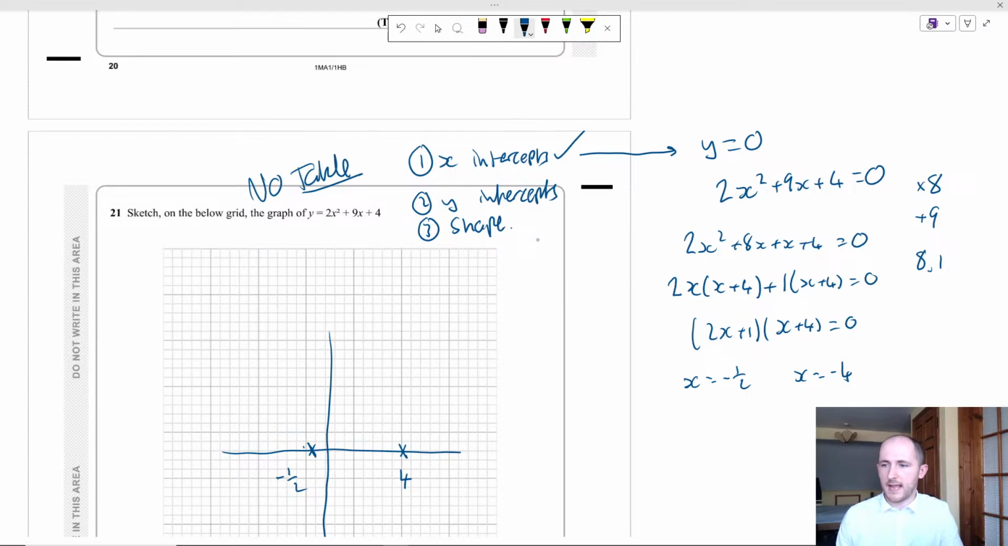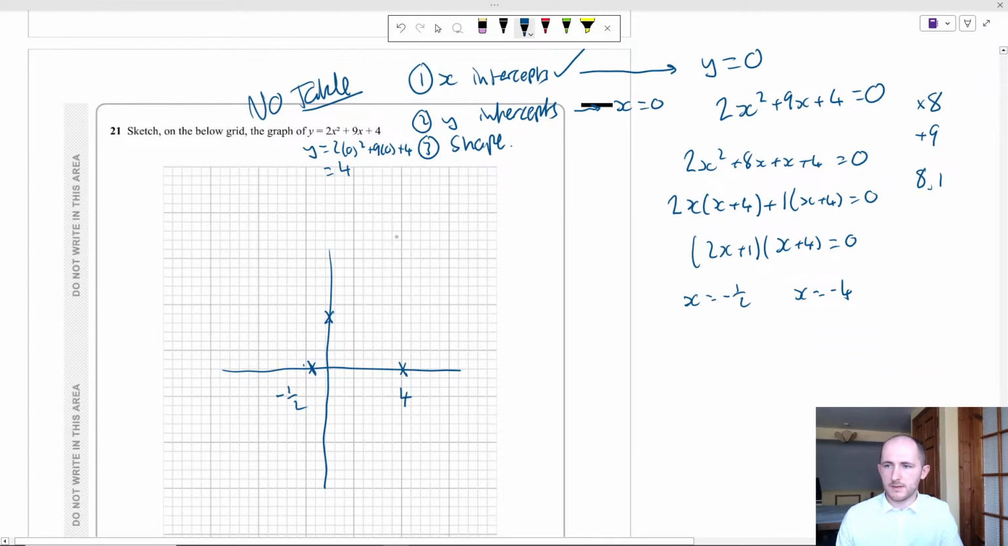Where's the y-intercept? That is when x equals 0. So if I sub in x equals 0 into this equation, we get y is equal to 2 times 0 squared plus 9 times 0 plus 4. So 0 squared is 0, times 2 is 0, plus 9 times 0, that's also 0, plus 4. So in other words, the y-intercept is 4. So it's crossing the y-axis at 4. Like that. Okay? So that is done over there. Oh, actually, I just realised. Put the minus on the wrong side.